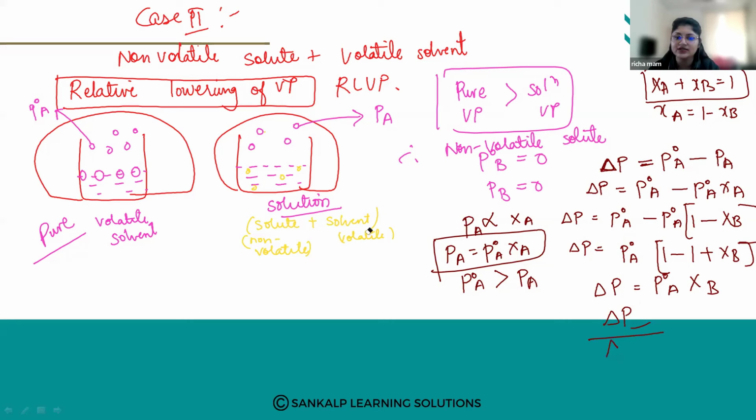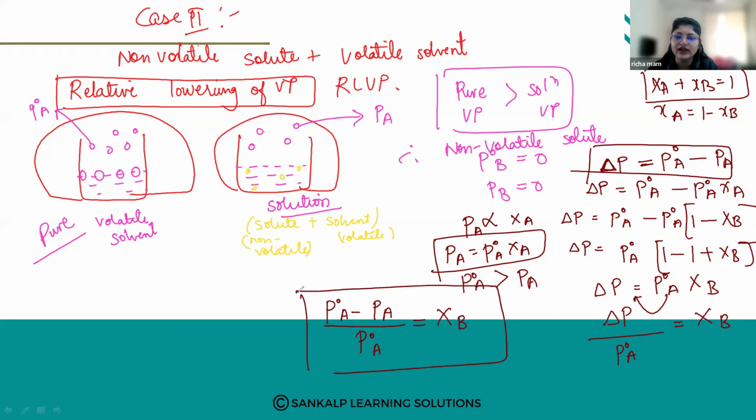So I am transferring this down, so it will be P naught of A into psi of B. Now what is delta P? Yes, students, what is delta P? Delta P is nothing but the difference, right? So P naught of A minus P of A, divided by P naught of A, equals psi of B.